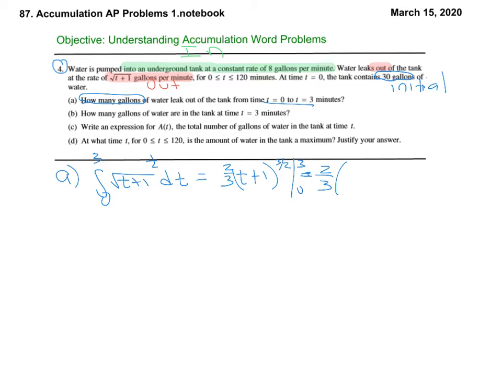Square root of 4 is 2, to the 3rd is 8, minus 1. So we end up getting 14 over 3 gallons, right? And we're done.